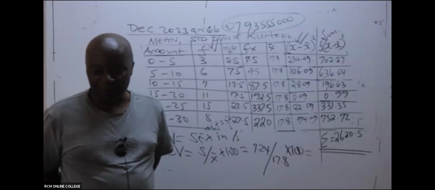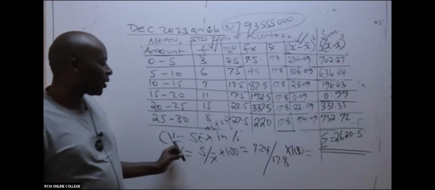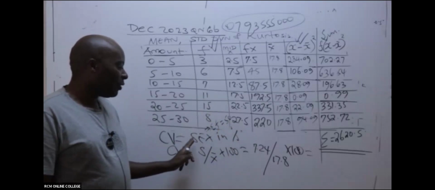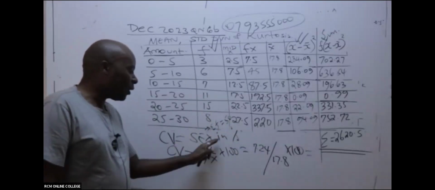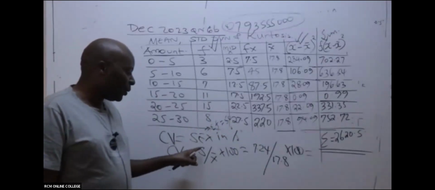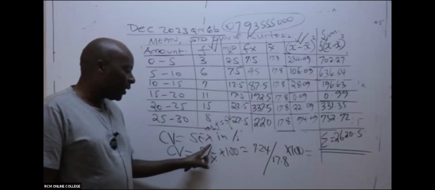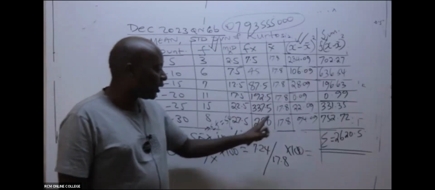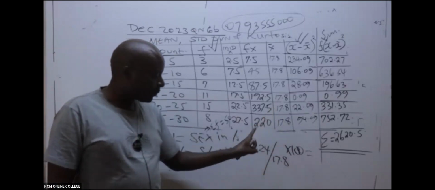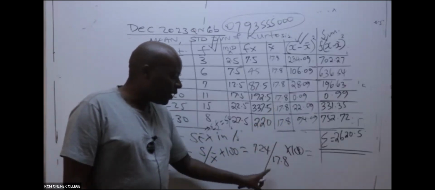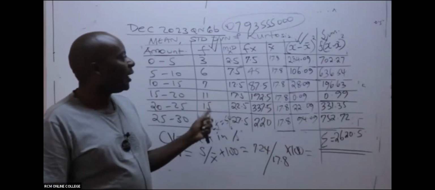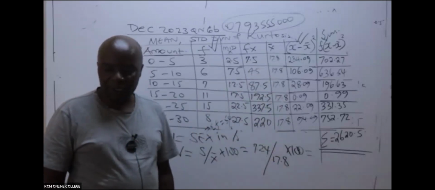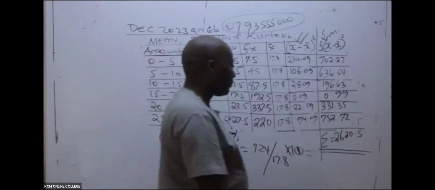So to get the coefficient of variation, we normally use this sex in percentage, just for helping us remember. It's supposed to be S over X bar, where S is the standard deviation, the one that you gave me up there, 7.24, divided by 17.8, which is our X bar, times 100. So you're getting 40.67%.